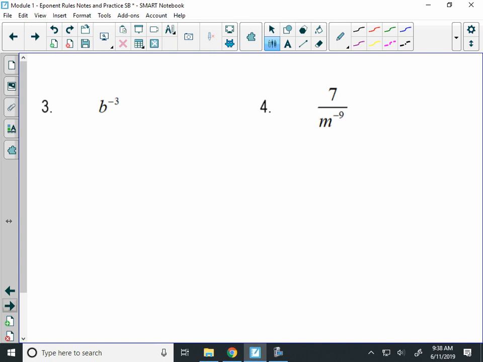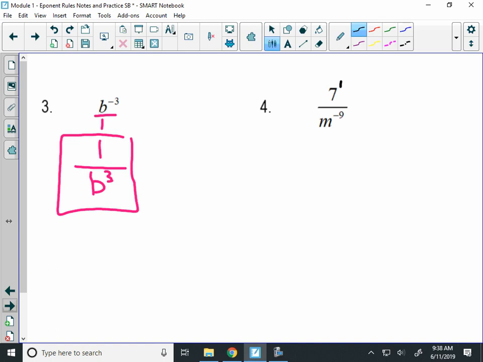All right, 3, I have b to the negative 3rd. Well, technically, that fraction is over 1 right now. We just don't normally write fractions over 1. So the b is going to move to the denominator of the fraction, raised to a positive power, and I have to fill in a 1 as the placeholder in the numerator.